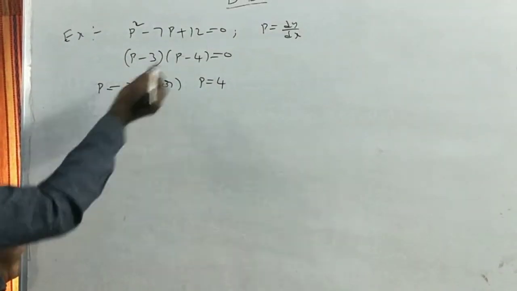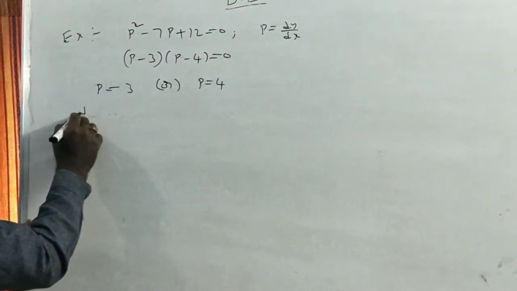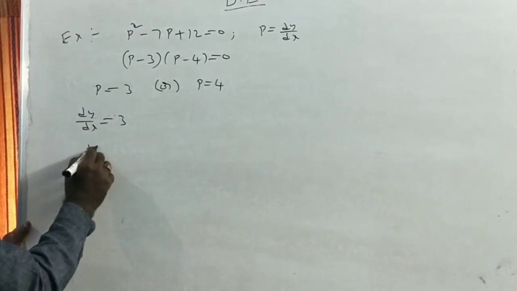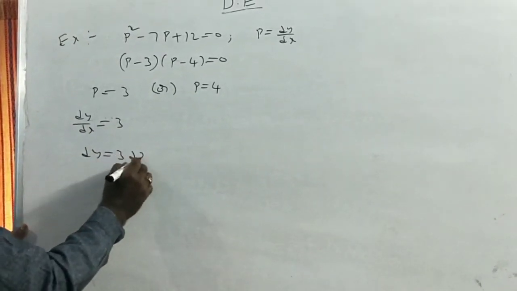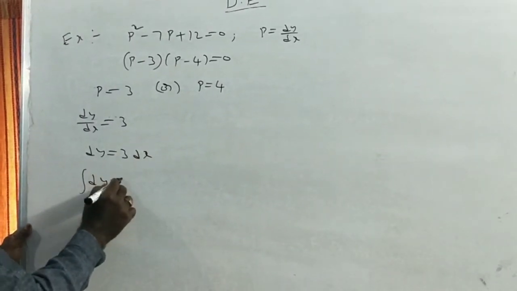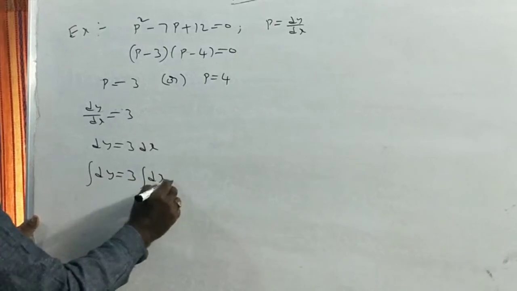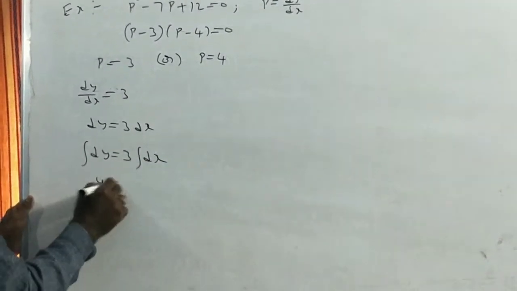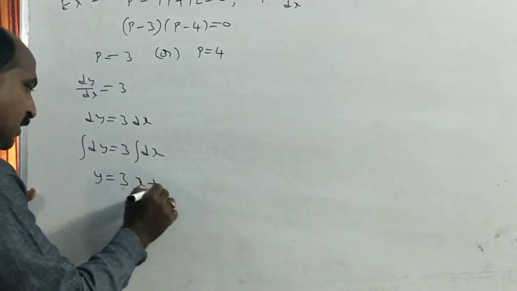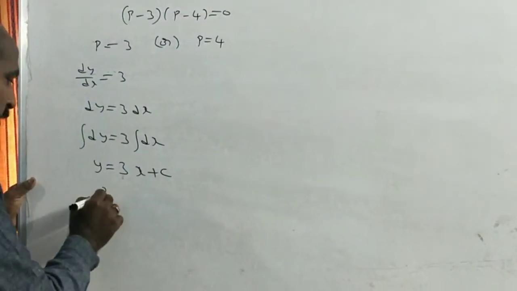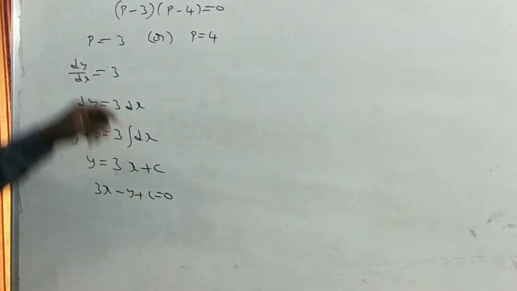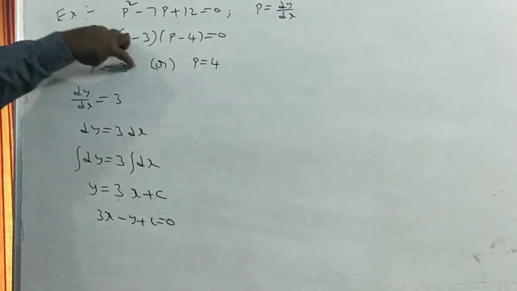We know that p is nothing but dy by dx. dy by dx equal to 3 implies dy equal to 3 dx. On integrating, we get integral dy equal to 3 into integral dx. Integral dy means y equal to 3 into integral dx, which is x, plus integration constant c. So 3x minus y plus c equal to 0 is the general solution of p equal to 3.